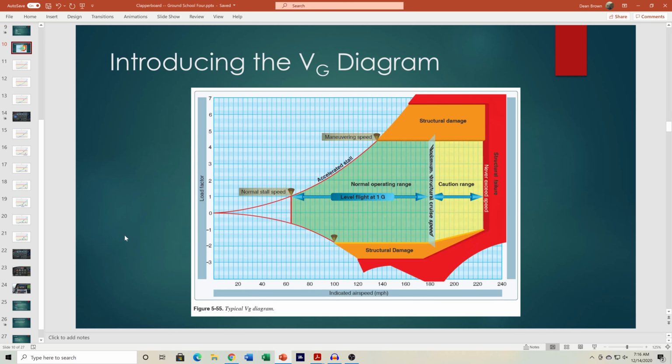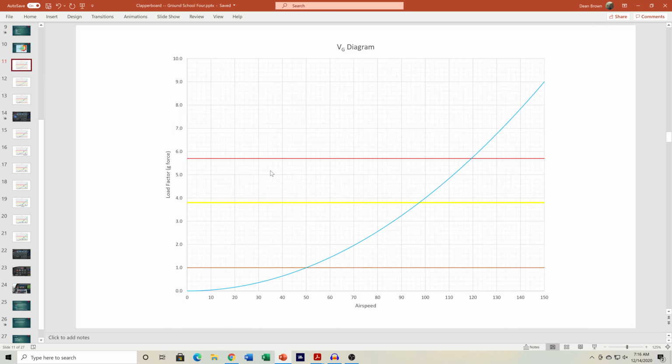I then very briefly introduced the VG diagram. Again, pilots should be familiar with this. The way I presented it in Foundational Ground School video 404 introduced it for non-pilot rated controllers. And then I took it in a slightly more advanced way and built my own. So I had the 1G line. I put a yellow line at 3.8 Gs, which is where normal category aircraft are certified to. Utility category aircraft are certified at 4.4.